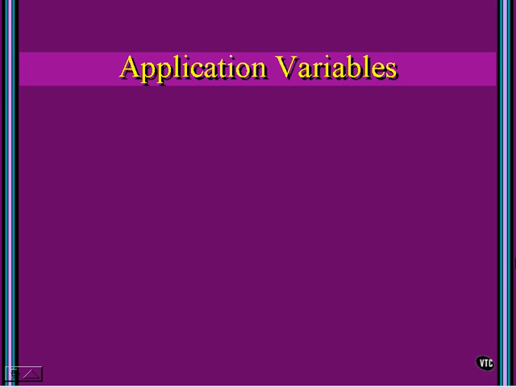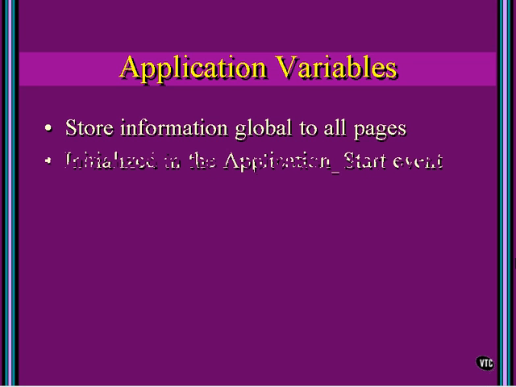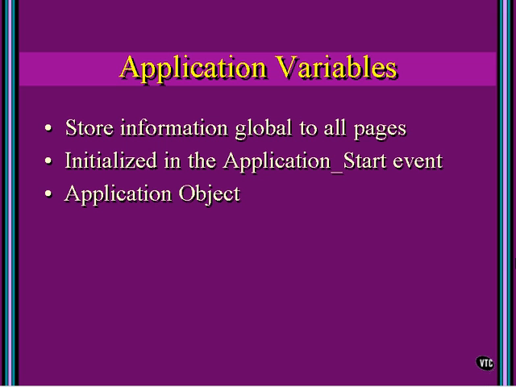Now let's take a look at using some application variables in this global.asax page. Remember that any information we store in an application variable in the global.asax page is available to all pages in my web application. I can initialize these either in the Application_Start event or in the Session_Start event. And then there's an application object that I can use to manipulate these variables and to store them.